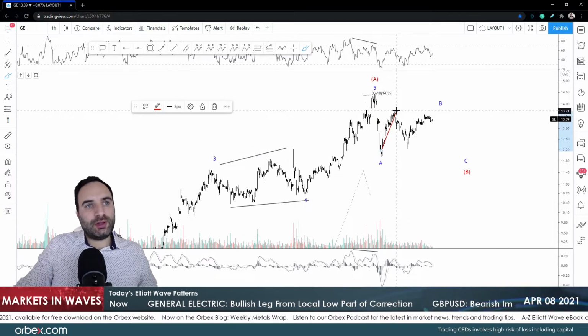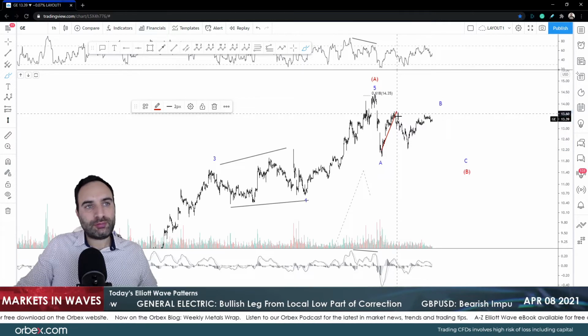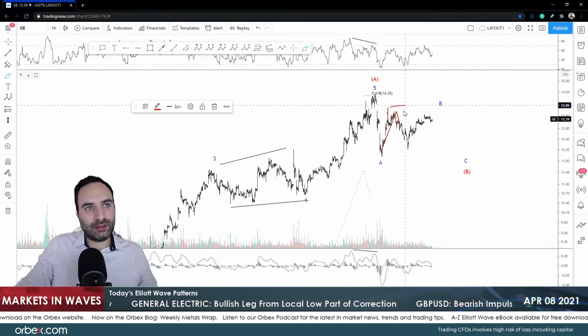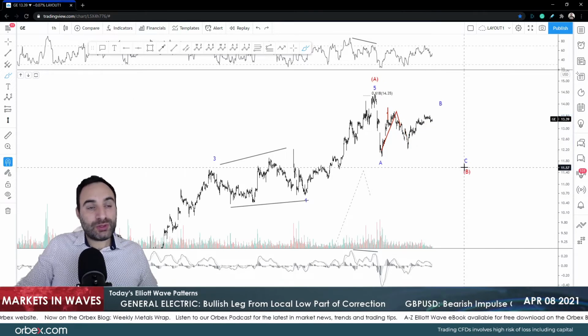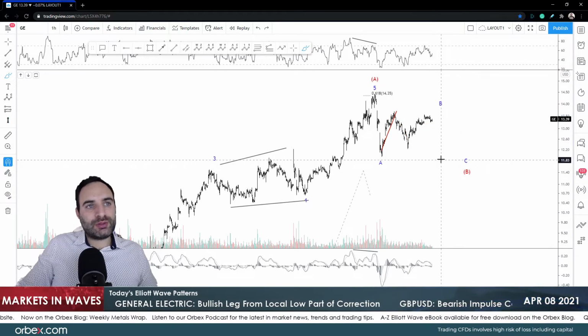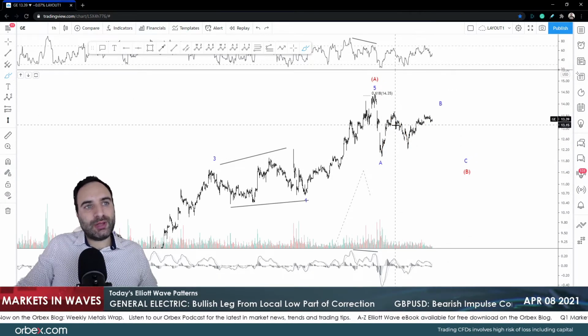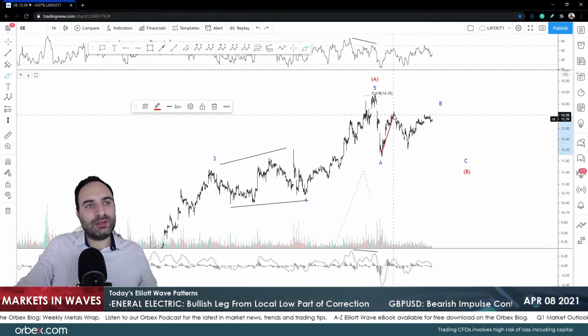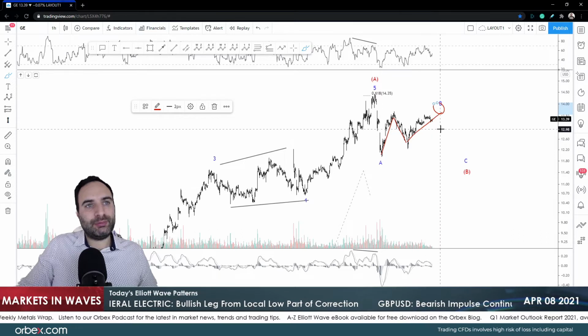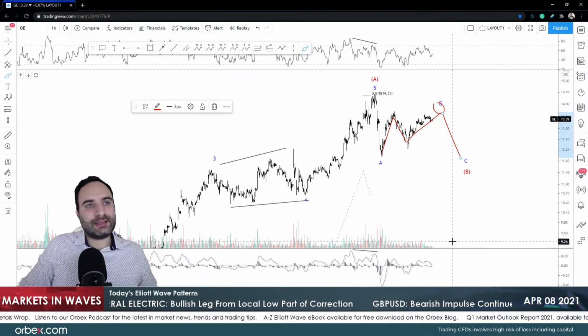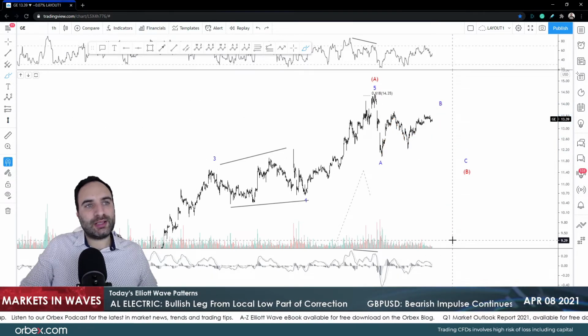So it could be a case that this is a correction that finished, like B is up here. Then we get 1, 2, 3, 4, and 5, or most likely, because this looks a little bit corrective in here, I would say as well, is an A, B, and a C. Okay, so we're going to get B, and then we're going to get C. Now we don't get anything on the MACD or the RSI.